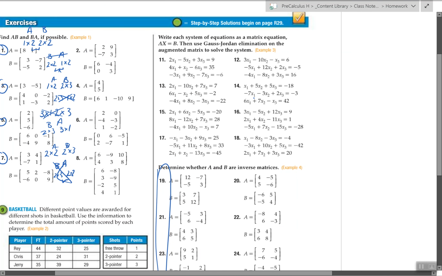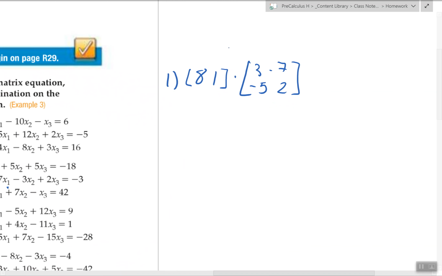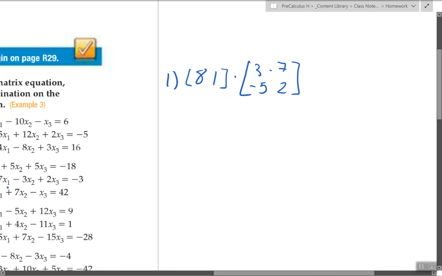So we said AB will work for number 1, so for number 1 we will have 8, 1 times 3, negative 7, negative 5, 2. Okay, so remember it's rows to columns. Kind of hard to show that just through the screen, but we will do the best we can here. So it is the 8 with the 3 and the 1 with the negative 5. So 8 times 3 is 24. I'll write it out as 8 times 3, 8 times 3, and we'll add that to 1 times negative 5.